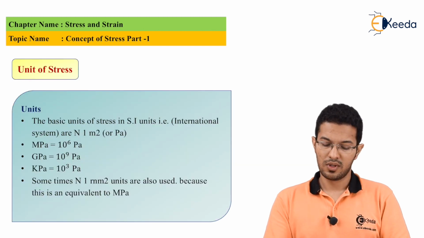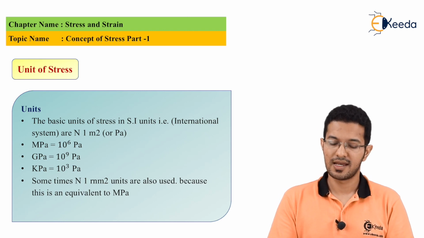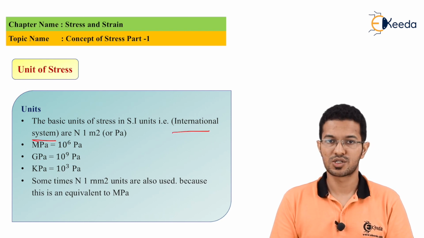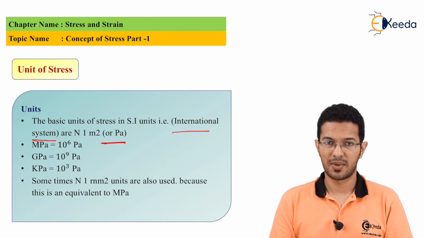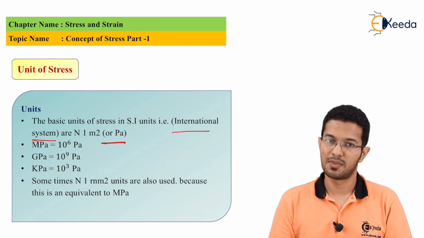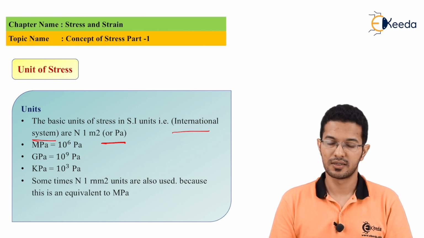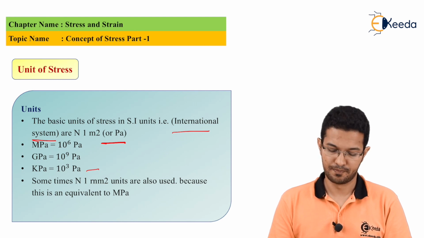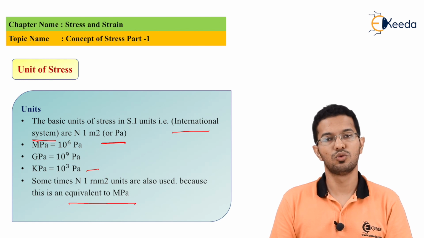Now, let us look at units of stress. The basic unit of stress in SI units, or the international system, is Newton per meter square, or Pascal. We know that 1 megapascal is equal to 10 to the power 6 Pascal. 1 gigapascal is equal to 10 to the power 9 Pascal. Also, 1 kilopascal is equal to 10 to the power 3 Pascal. Sometimes 1 Newton per millimeter square units are also used because this is an equivalent to megapascal.